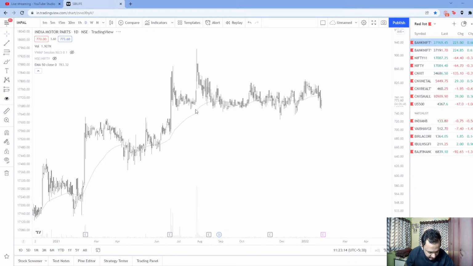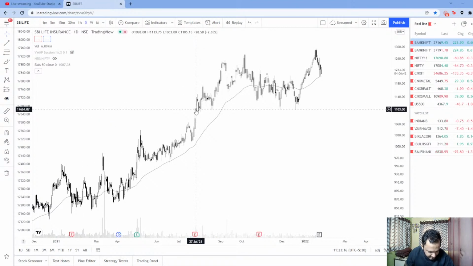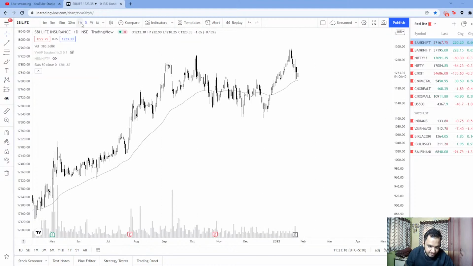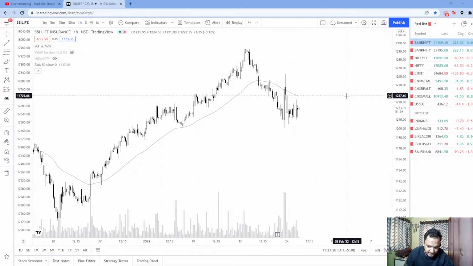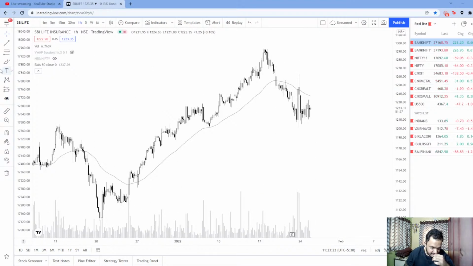SBI Life on 15 minutes: spike from the 1 hour demand zone is clear, now contracting. I will avoid taking longs in intraday in the current market. All right, I think it's holding this demand zone. It was holding it yesterday as well.